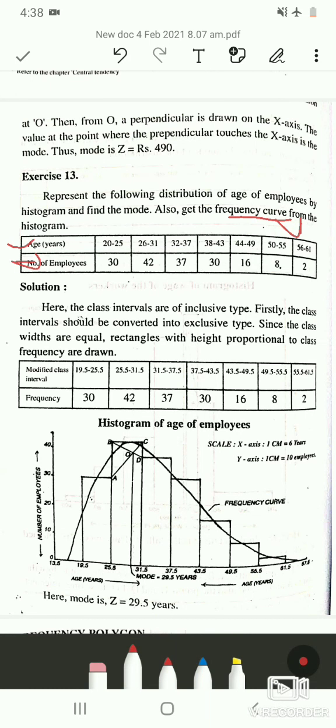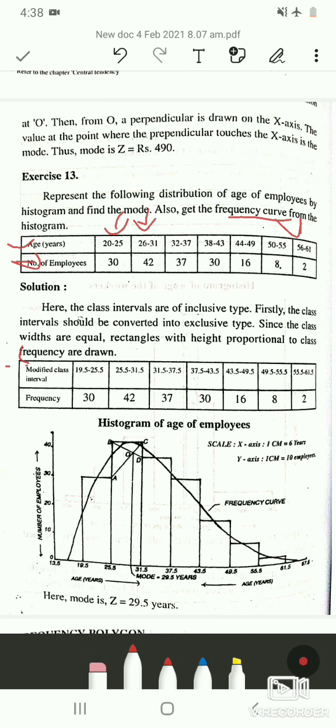So the first step is to check whether inclusive type of class intervals or exclusive. So you can see the upper limit is not same as the lower limit of the next class. So these are of inclusive type. So the first step is to convert them to exclusive.